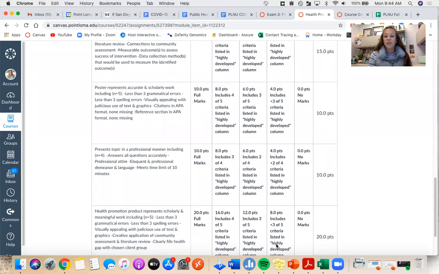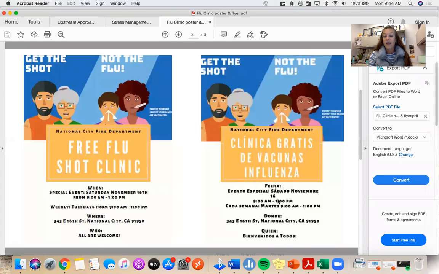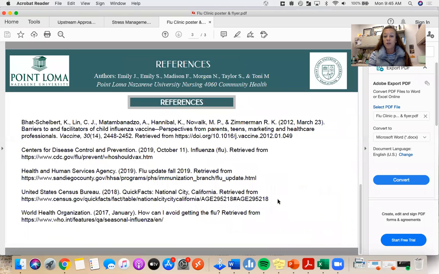Okay. So as for some examples, here's a few here. This is from a team last year who was at National City Fire Department. And so you can see how they built out their PICO, their population, intervention, the partnership, etc. Remember, it's not perfect. None of these are perfect scores, so keep that in mind. And they actually did do some measuring. They didn't have to, but they did, and they have some graphs here to show you that. Then this is their actual flyer in both Spanish and English. That was a part of their product, and then their references.